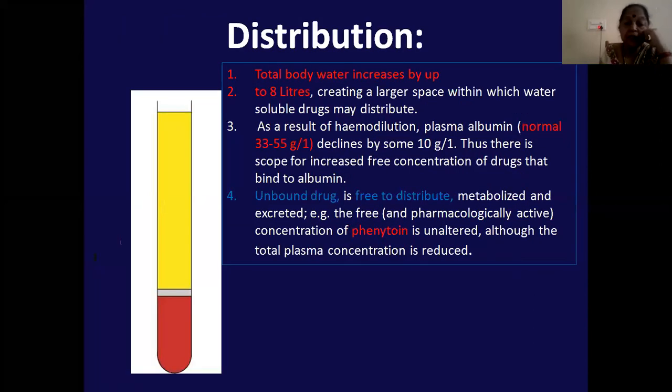If you see the distribution of total body water or plasma, it increases; there is huge hemodilution. So the plasma albumin declines by some 10 grams per liter.